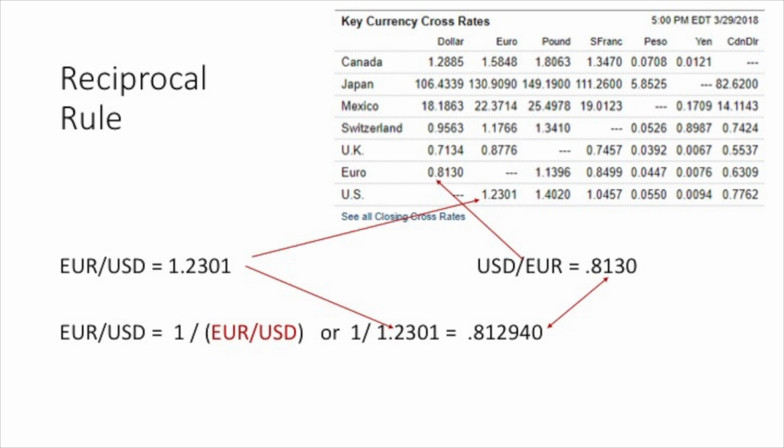And this should be obvious. You state the reciprocal of one another when you're talking about the other exchange rates. Now, there are some issues with rounding. As you can see here, that 0.812940 is not exactly equal to 0.8130, but that is simply due to rounding.